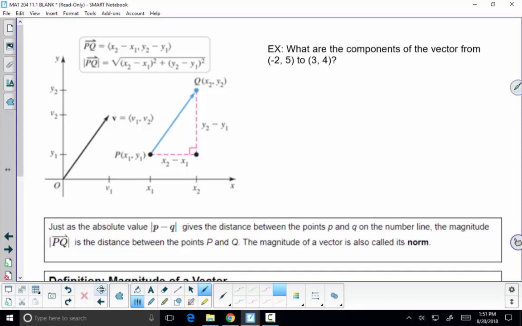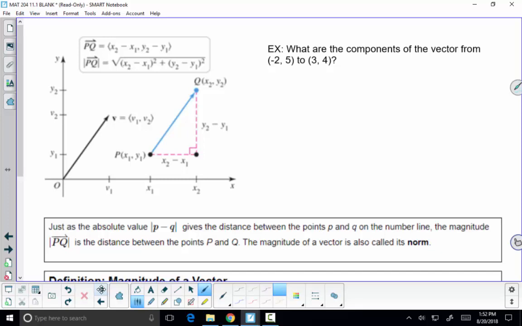Now, if we weren't in quadrant 1, we'd have to be a little bit more careful, right? Because here, we're in quadrant 1. We know that y2 is greater than y1 because of the picture. So we can do that, and that works out fine. If we're in different quadrants, we might have to think a little bit more carefully about it. But it will actually work as long as we subtract y's and subtract x's in the right order.